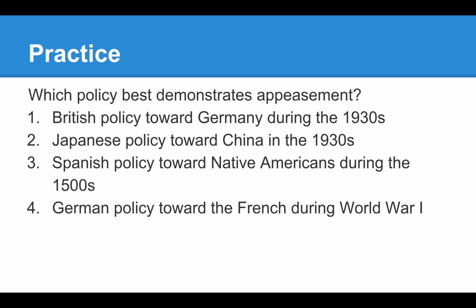Which policy best demonstrates appeasement? Was it the British policy towards Germany during the 30s, the Japanese policy towards China in the 30s, the Spanish policy towards Native Americans during the 1500s, or the German policy towards the French during World War I? Of course, that's the Munich Conference, 1938. The British gave in to Germany when Hitler said he only wanted a little part of Czechoslovakia known as the Sudetenland, but if you give a mouse Czechoslovakia, he'll take the whole thing.